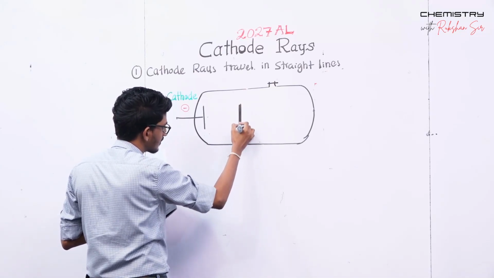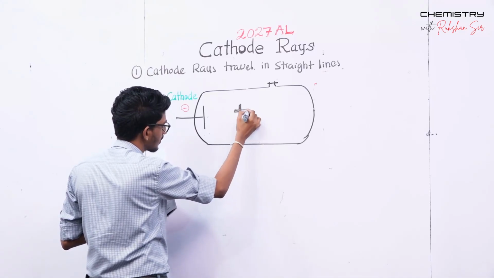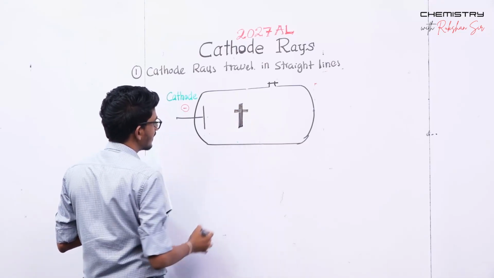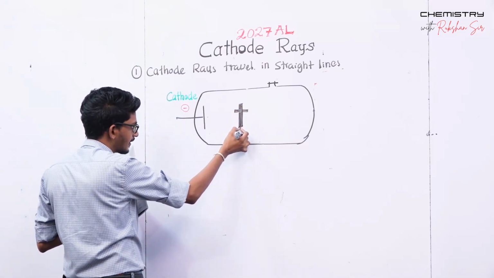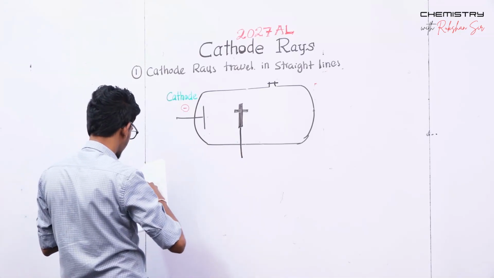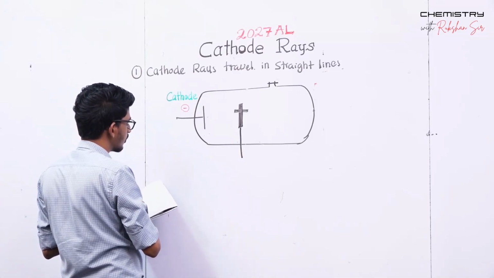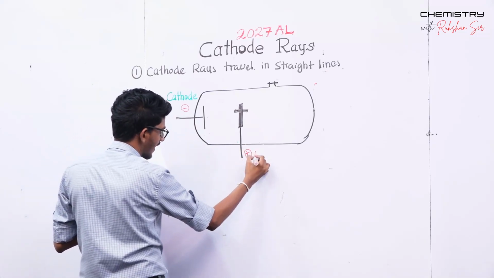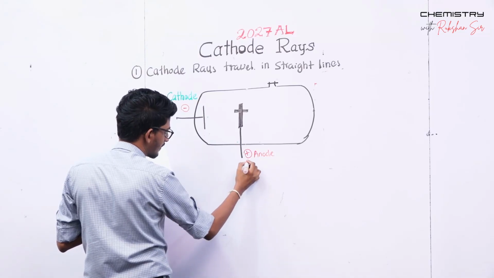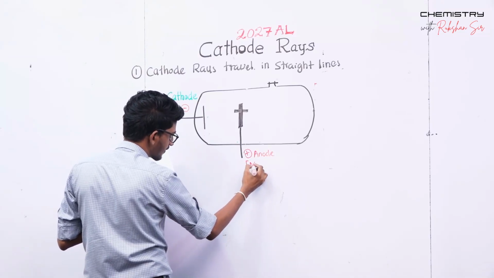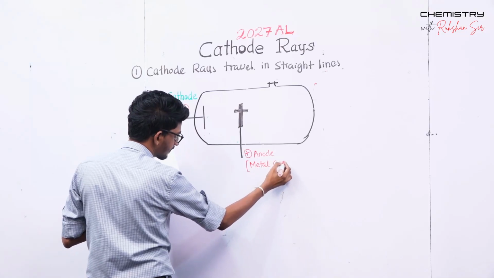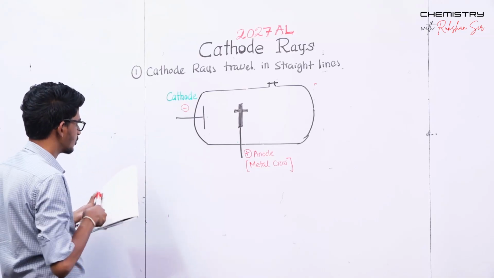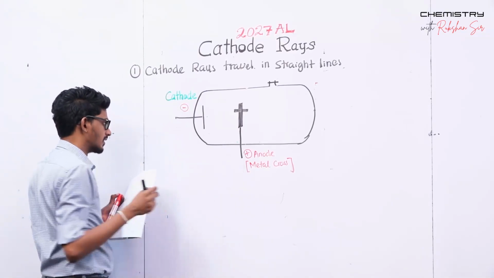they came up with an opaque metal cross like this, kind of an opaque object. Instead of the usual anode, they place the opaque object like this. This is your anode, right? So the cathode, and as the anode an opaque metal cross, and these two terminals are connected to a very high voltage.